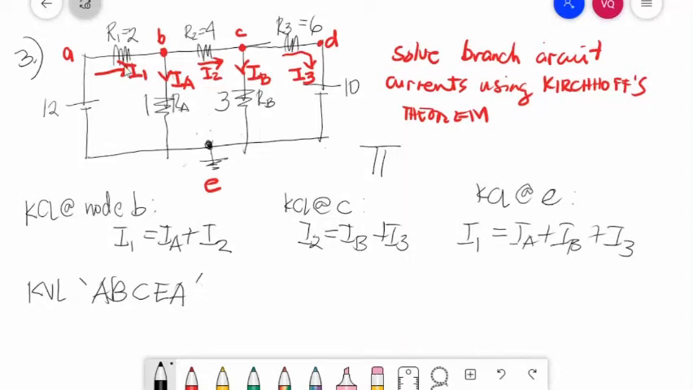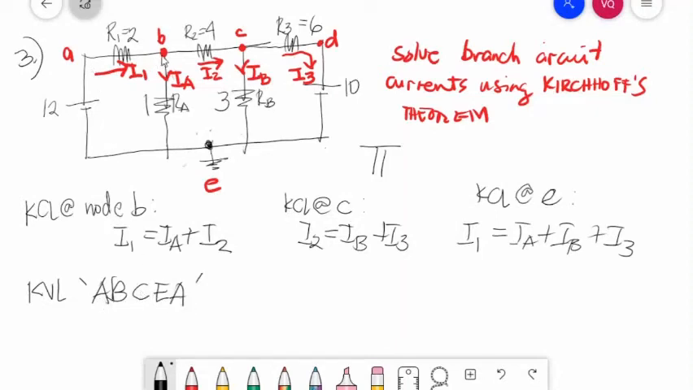So, etong mga directions of currents na to ay inassume ko lang. Okay? Your assumption may not be the same as mine, pero at the end, magkakapareho yung mga values na makukuha natin. Ang hindi lang magkakapareho ay yung sign. It can be negative to you, positive to me, or positive to you, negative to me, pero yung value niya is the same.